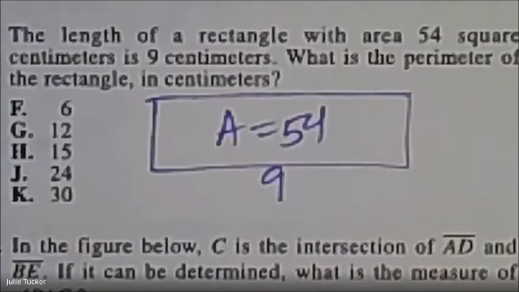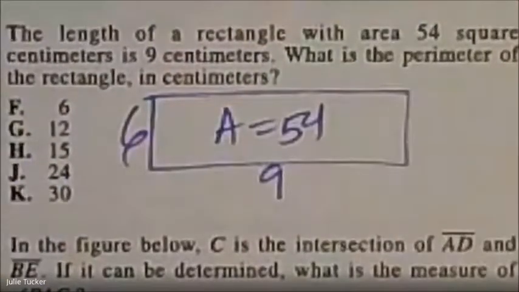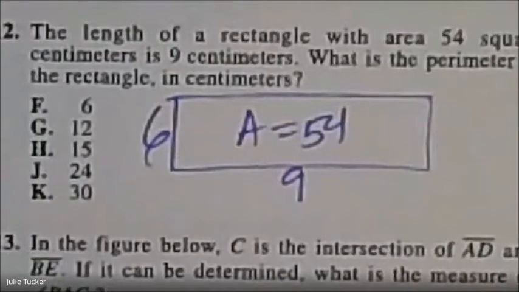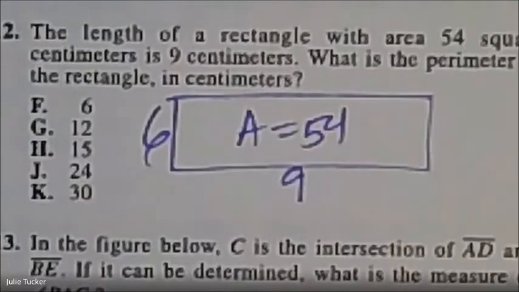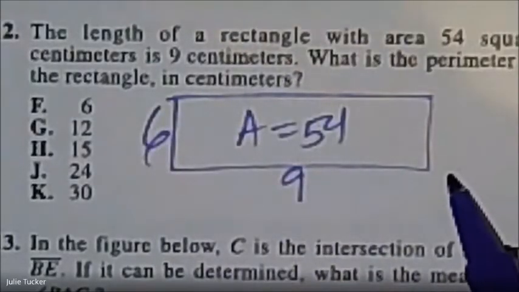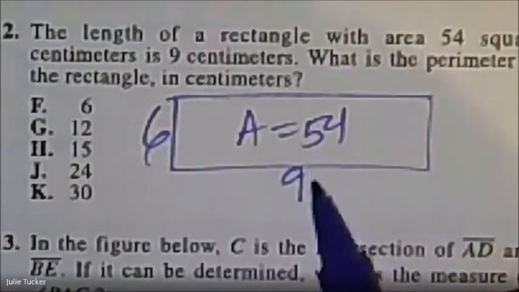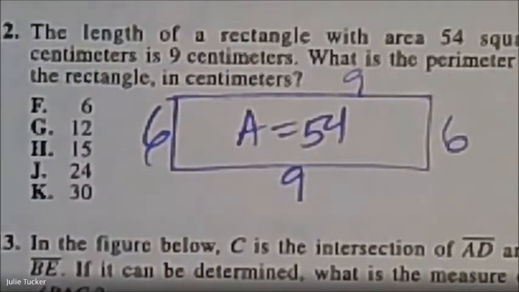How could you figure out the width if you know the area? Divide by 9. Good job. So 54 divided by 9 is 6. Now they want the perimeter. Is it just 6 plus 9 is 15? No. Because perimeter goes all the way around like a fence. So 6 plus 9 plus another 6 and another 9. So it's 6 plus 9 times 2. So what is it?